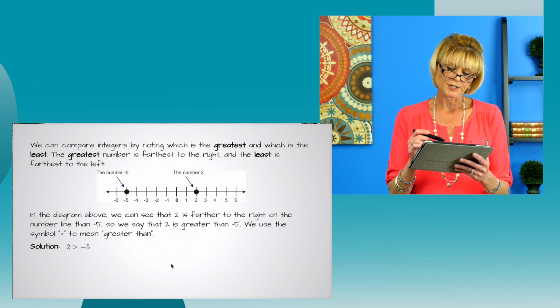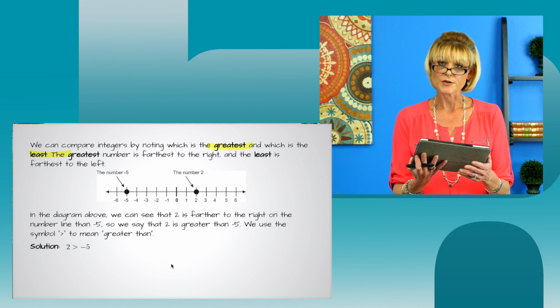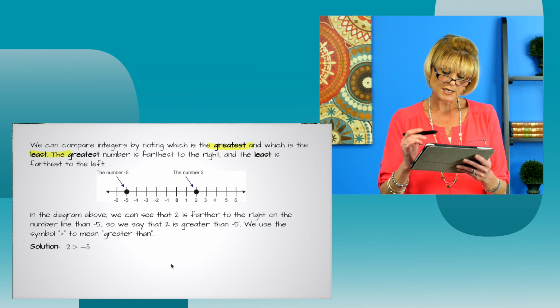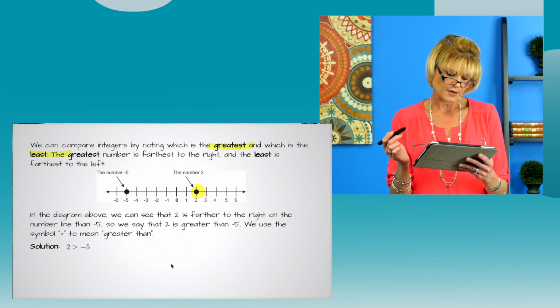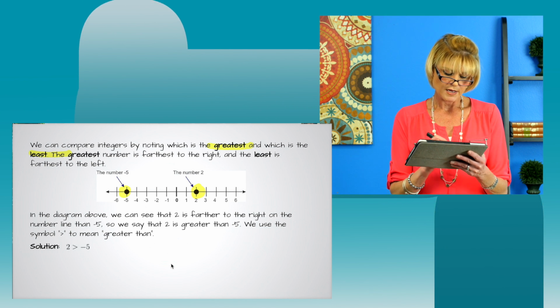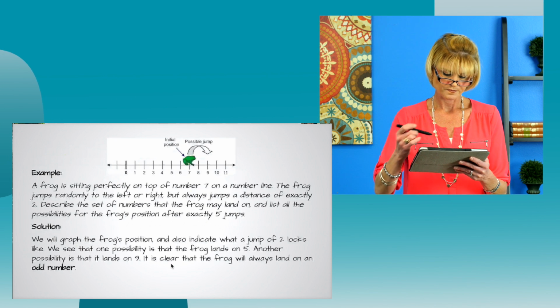Now we can compare integers by noting which is the greatest and which is the least. The greatest number is the farthest to the right, and the least is the farthest to the left. In the diagram above, we can see that 2 is farther to the right on the number line than -5, so we can say that 2 is greater than -5. And we use this symbol, the greater than symbol, to mean greater than.